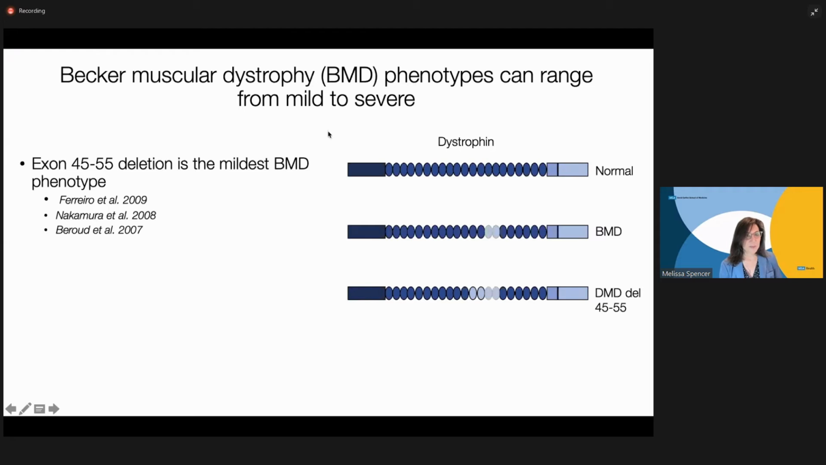And those drugs have to be administered weekly. So they're infused in an infusion center or through a port, and they only can skip a single exon. So we know that in Becker muscular dystrophy, patients can have different sizes of deletions of this rod domain. And we know that exon 45 to 55 is the mildest Becker muscular dystrophy phenotype. So this is a deletion of 11 exons. And in studying all of these different patients, this appears to be the most functional dystrophin species.